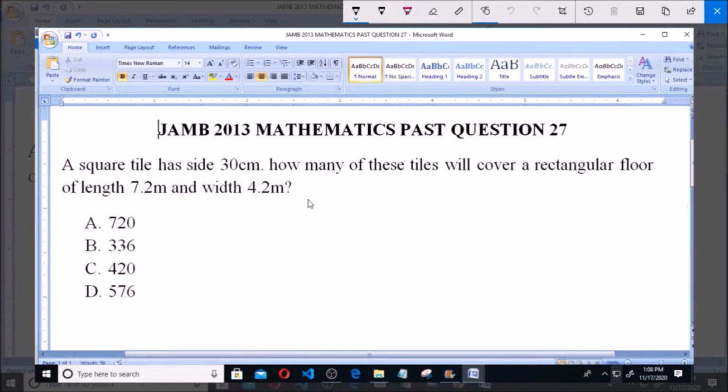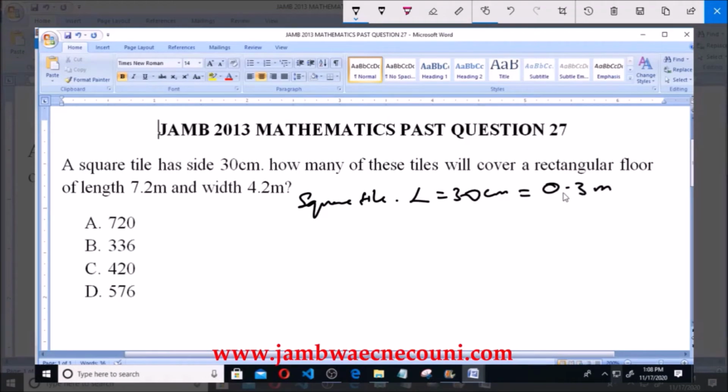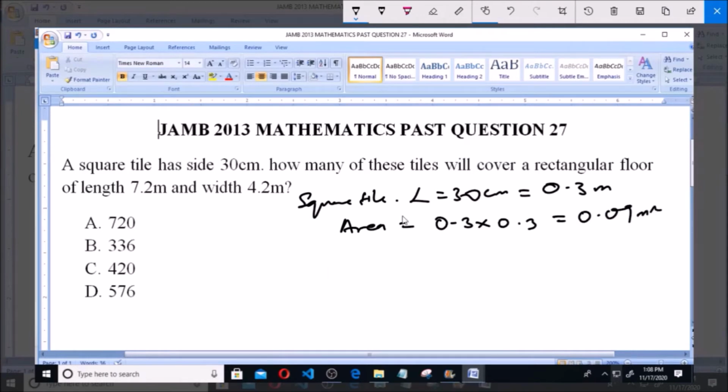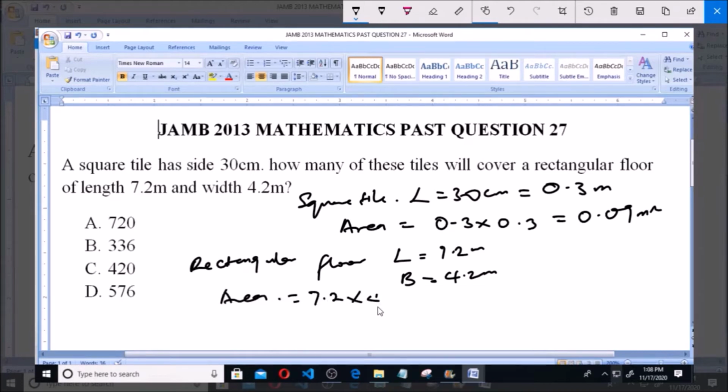Now, since this square tile has a side of L equals 30 cm, this 30 cm is equal to 0.3 meters converted to meters. So the area of this square tile is equal to 0.3 multiplied by 0.3, that is L squared, which is equal to 0.09 square meters. Now the rectangular floor has dimensions of length 7.2 meters and breadth, which is the width, 4.2 meters. So the area of this rectangular floor is equal to 7.2 multiplied by 4.2, which is equal to 30.24 square meters.